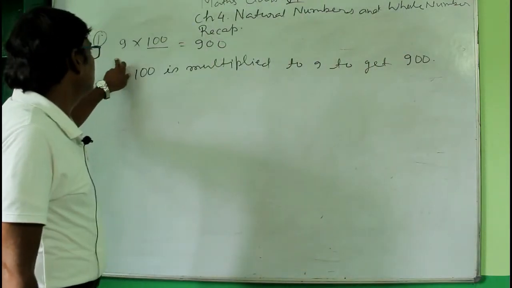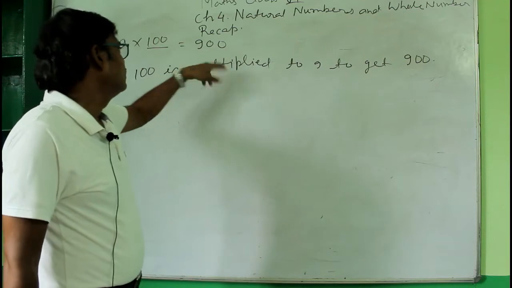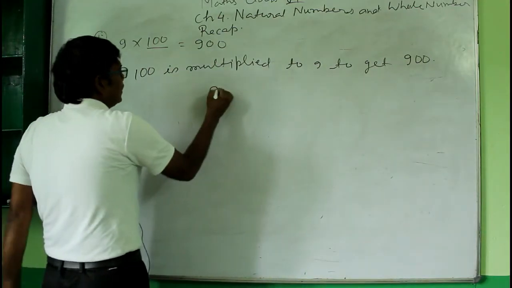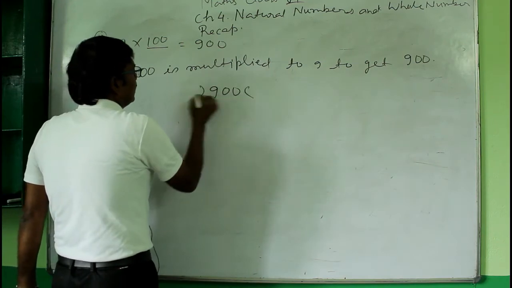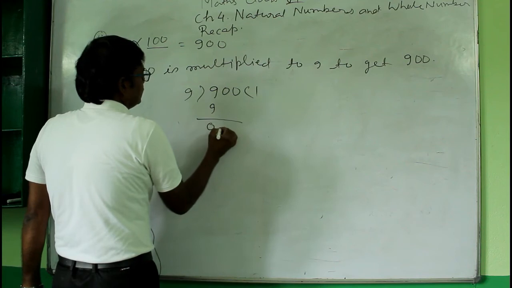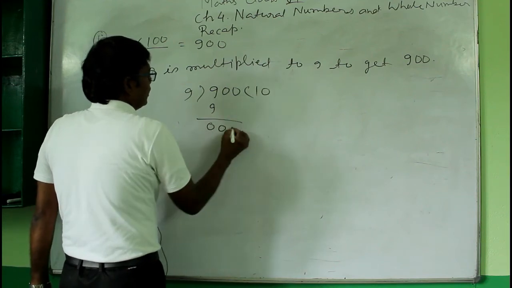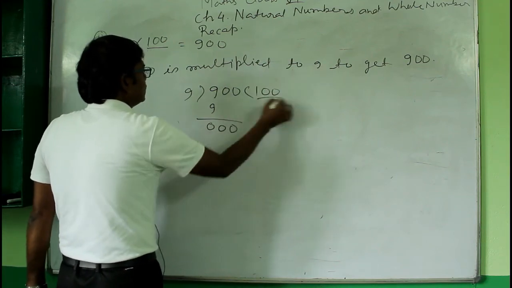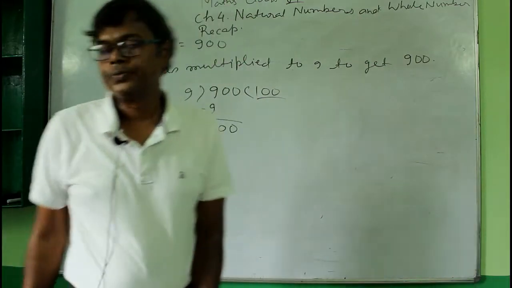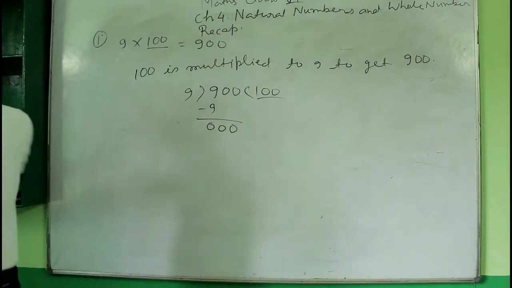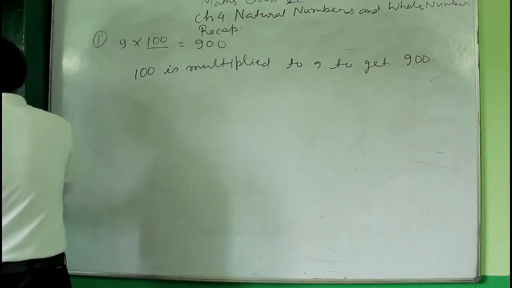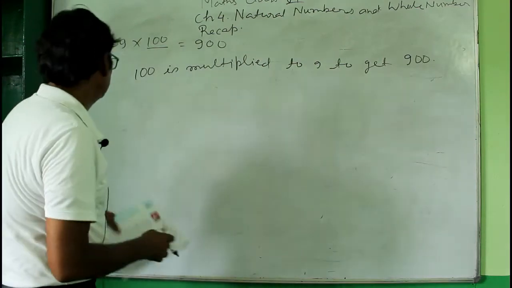Or you can also give the answer by using another method: you will divide, because here what number you multiply to 9 to get 900, so you will divide 900 by 9. That is 900 divided by 9. 9 is 9, then 0, then 0, then 0 and 0. So the answer is 100. In this way also we can do. So this is the answer of question number 1.